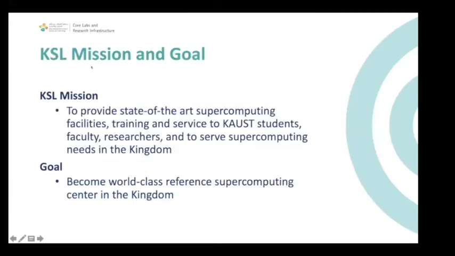So first of all, let me start with what is KSL. KAUST Supercomputing Core Lab provides state-of-the-art supercomputing facilities, training and services to most of the constituents of KAUST research, from student, faculty, postdoc, researcher, and so on and so forth. But also we intend to serve the supercomputing needs of the Kingdom of Saudi Arabia. And you will see that we have not only reached out to universities, but also government and industry. And our goal with that is to become a world-class reference in supercomputing.